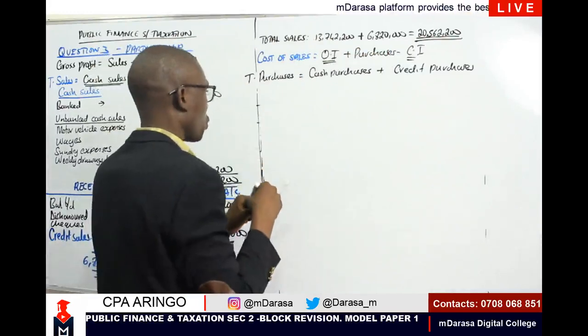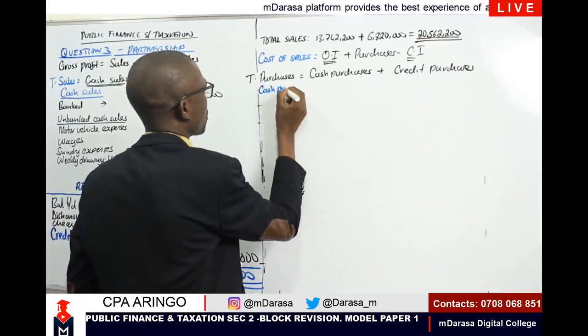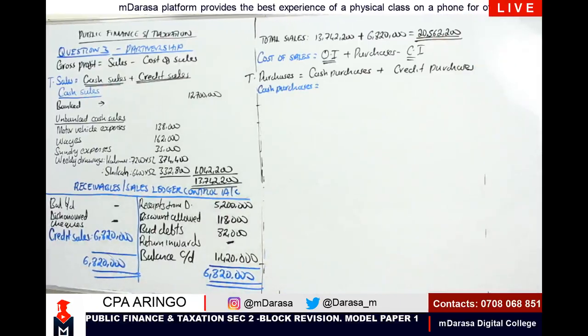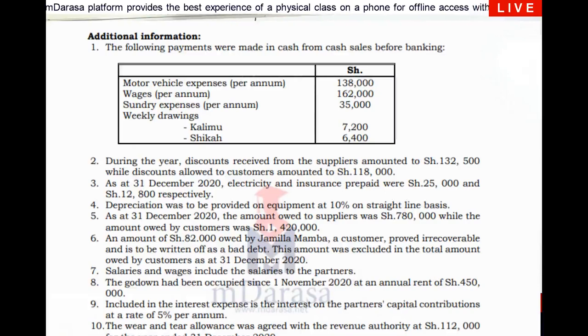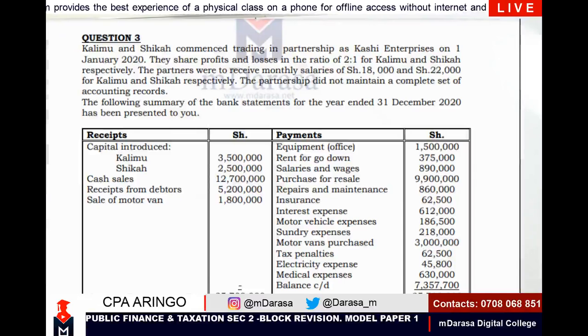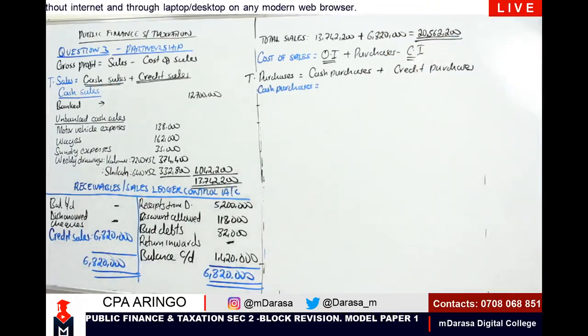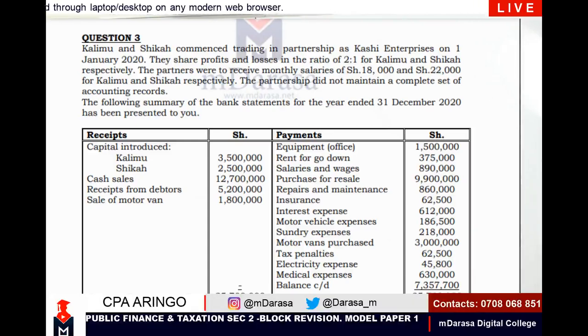Were we given our cash purchases in this question of ours? I was given a figure of how much? Come to our question and look at our credit side. What did you have? Payments, equipment, rent, godown, salaries and wages. Then I'm having purchase for resale. So we had our purchases. In that case, I was given a figure of 9.9. Are you seeing that figure there? So I'm going to take 9.9 being our cash purchases.